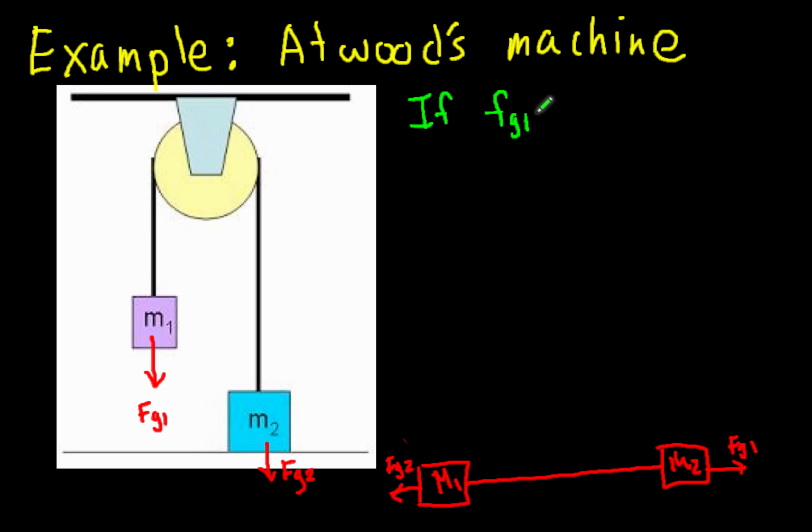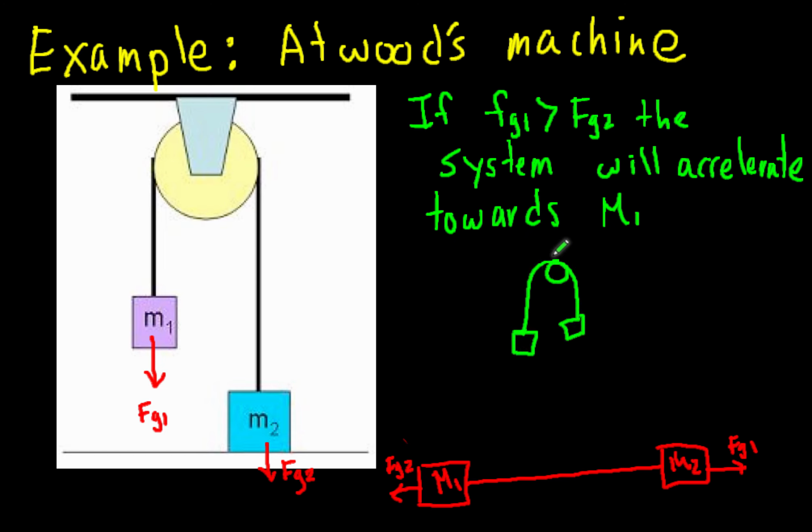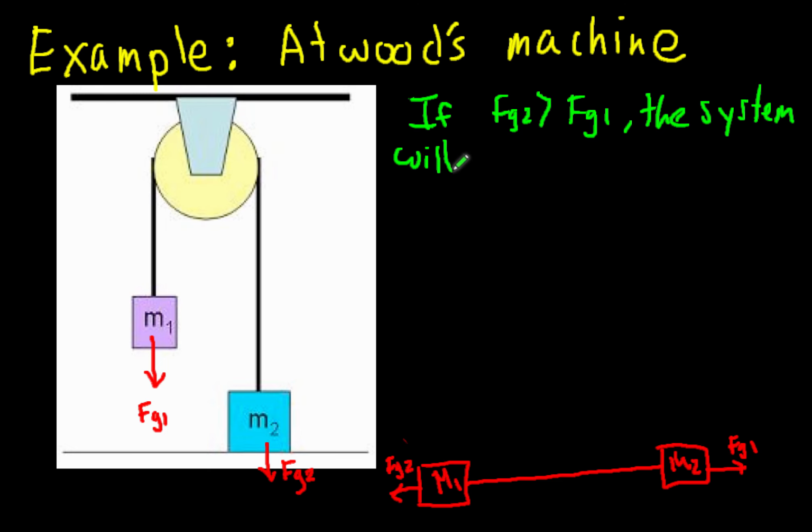If the force of gravity on mass 1 is greater than the force of gravity on mass 2, then the system will accelerate towards the first mass. It's heavier than the other, so it makes sense that it would pull more. If it's the other way, if the force of gravity on mass 2 is greater than the force of gravity on mass 1, the system will accelerate towards mass 2. Mass 2 is heavier, so it pulls more, which makes sense.